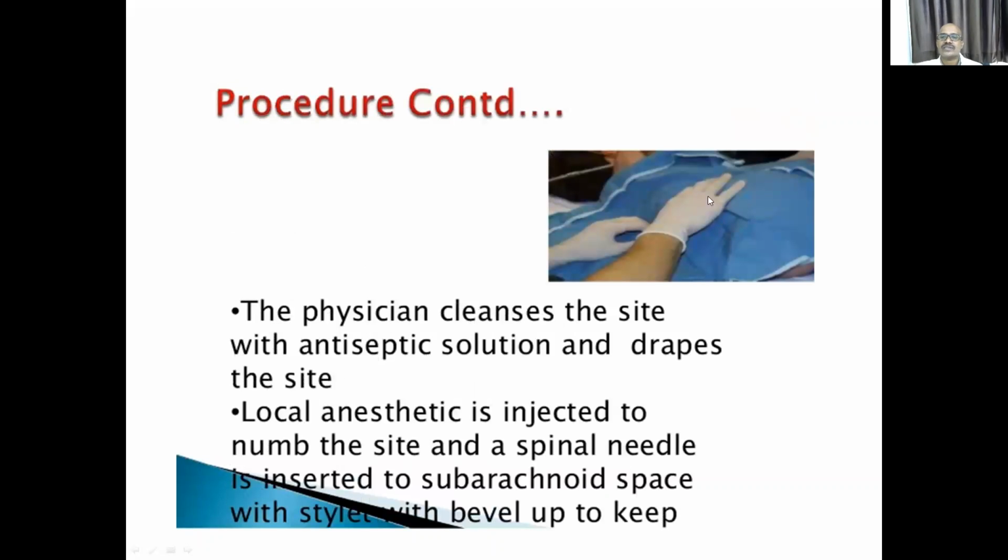We first clean the L3 and L4 site after covering with sterile cloth. The local site is cleaned first with spirit and then with povidone iodine, with the help of drapes and a gauze piece. We just clean the site where the CSF puncture is done. Then a local anesthetic, lignocaine, is injected between L3 and L4. First, infiltration is done into the skin, and then slowly the needle is introduced deeper.